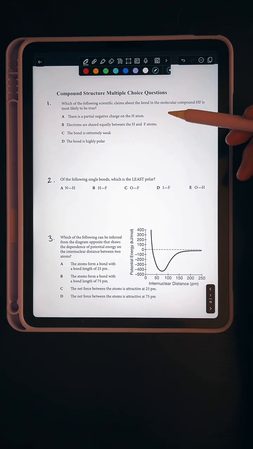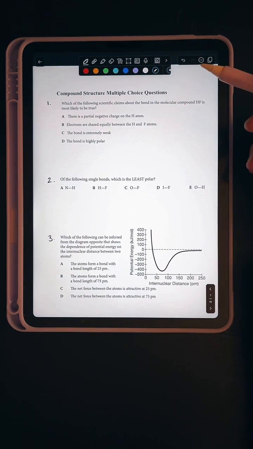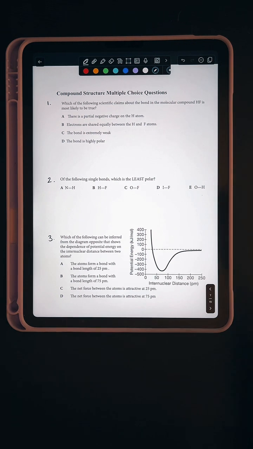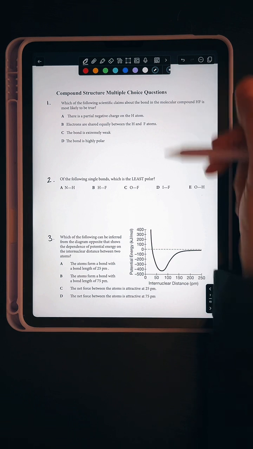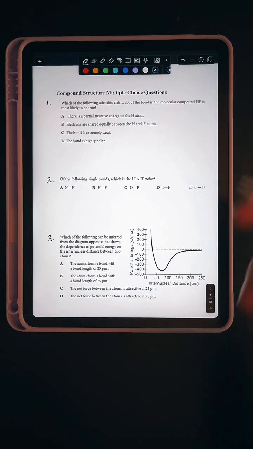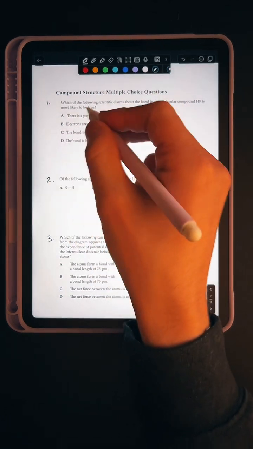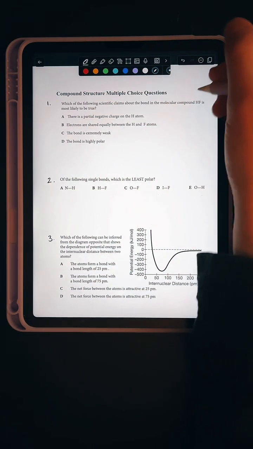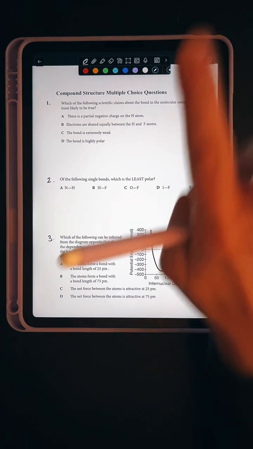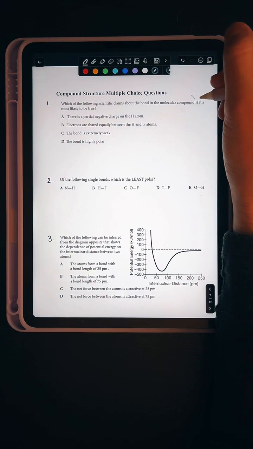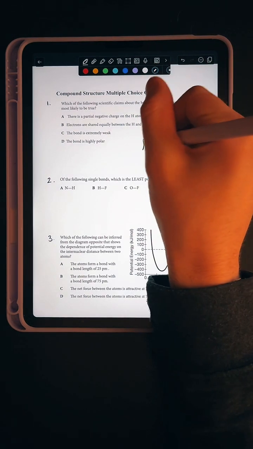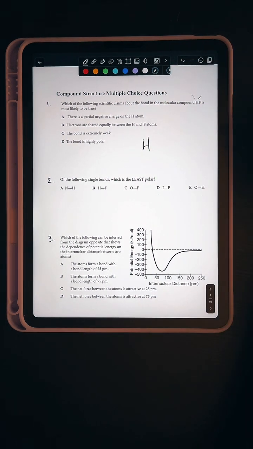Okay, so let's go on to number 1. Number 1 says, which of the following scientific claims about the bond in the molecular compound HF is most likely to be true? So we're looking for which one is going to be true about HF. Now, what can we say about HF without even looking at these answers? Well, hydrogen we can consider it a nonmetal. It's sort of considered a nonmetal. So we have H as a nonmetal. Our F is also a nonmetal, so we have a covalent bond.